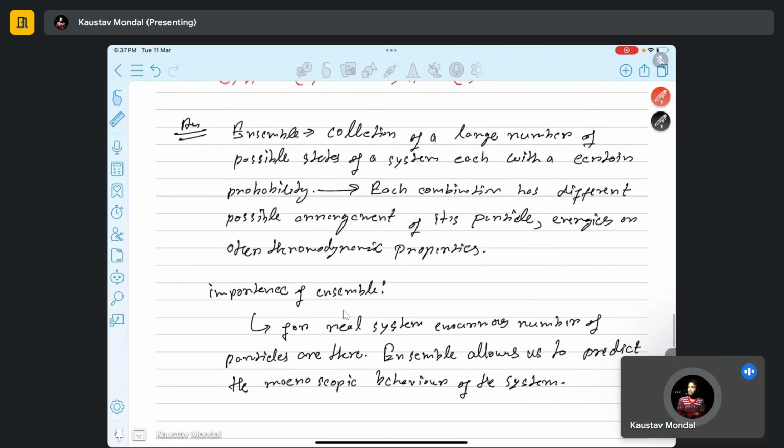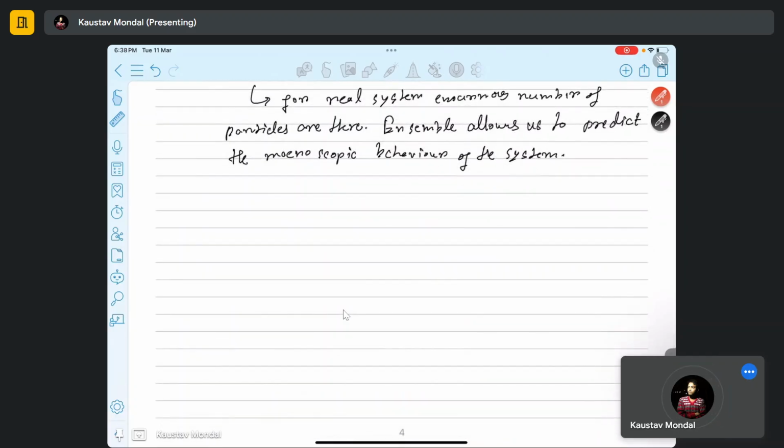So this is basically one of the importances of using this concept of ensemble. Now there are many types of ensembles, but here, especially in this problem, we are dealing with the microcanonical ensemble. So what is the speciality of this ensemble?